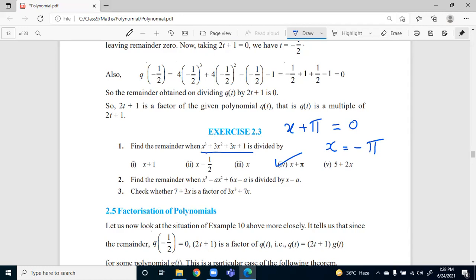Is it minus pi plus 3 pi plus 1? Speak again. Ma'am, is it minus pi plus 3 pi plus 1? No, you went wrong. Very silly mistake, I should say. Don't make silly mistakes. See, x is given as minus pi. Do you agree? Ma'am, I'm doing it once first.